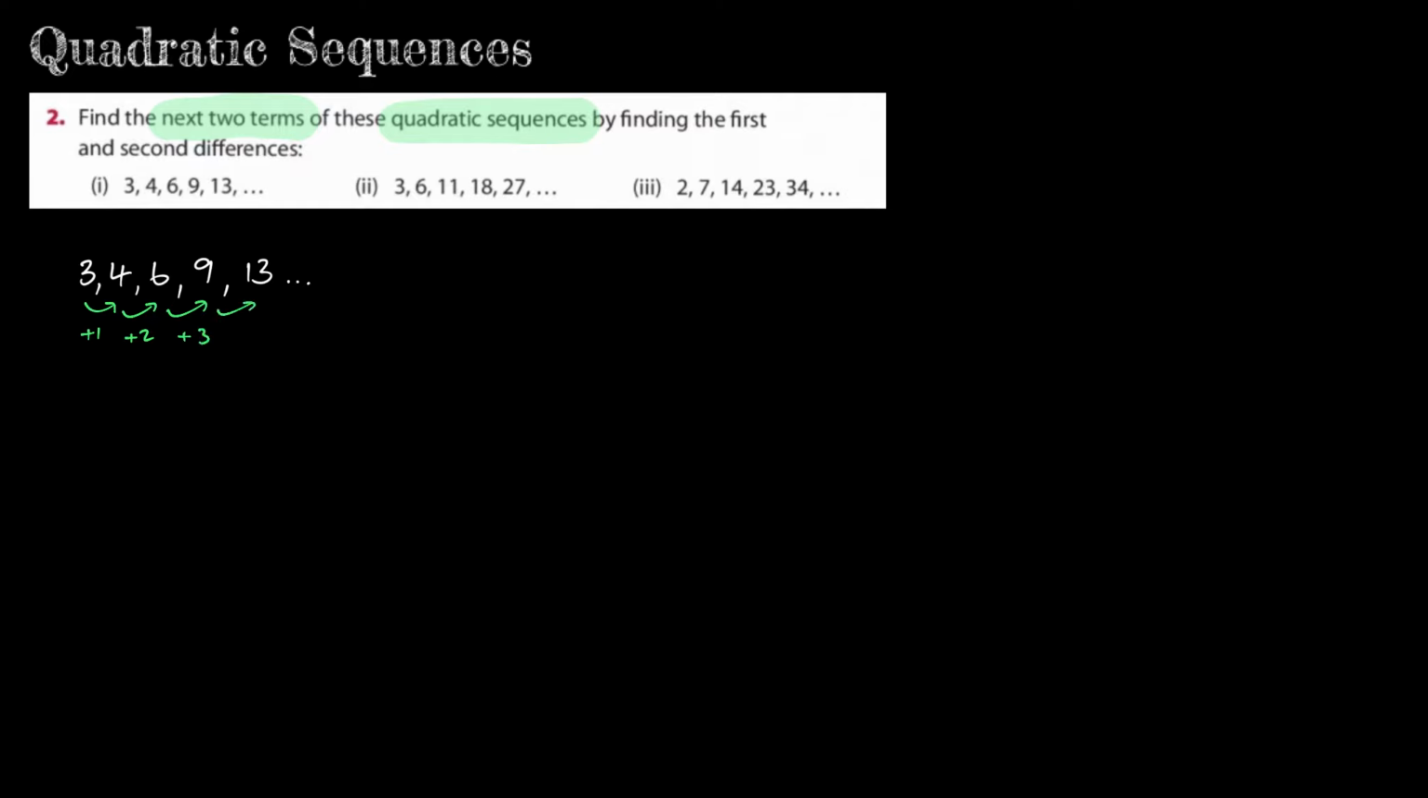And to go from 9 to 13, we added 4. This is what we call the first difference. Okay, so it's the difference between the terms. The second difference is the difference between the first differences.